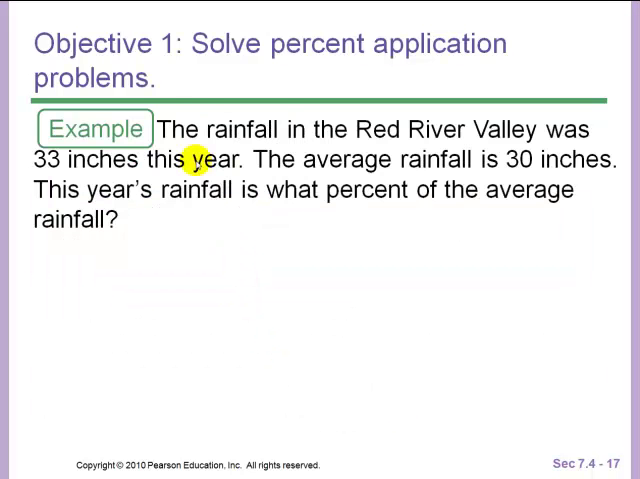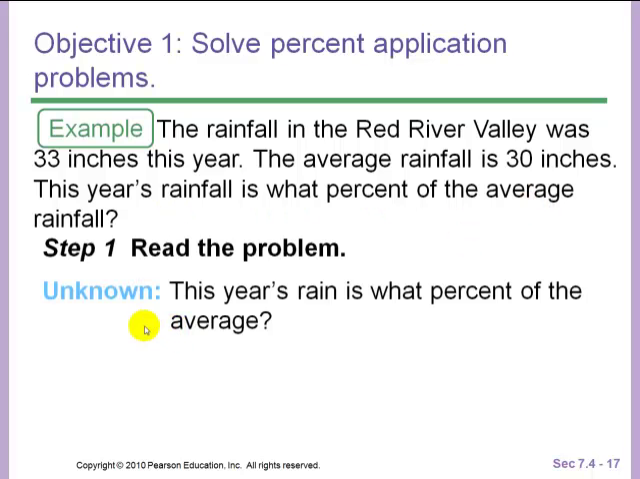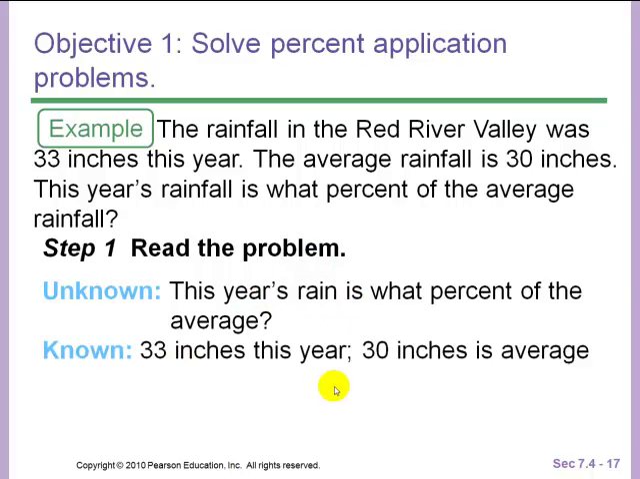Another example. The rainfall in the Red River Valley was 33 inches this year. The average rainfall is 30 inches. This year's rainfall is what percent of the average rainfall? So our unknown is the percent that this year's rain was compared to the average rain. What we do know is that it's 33 inches this year, 30 inches on average.